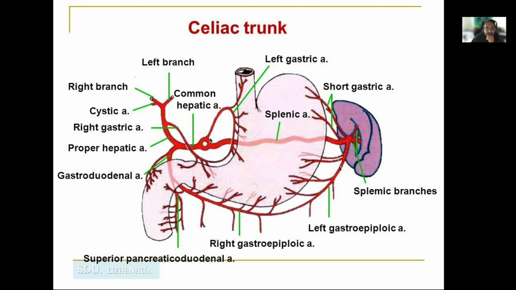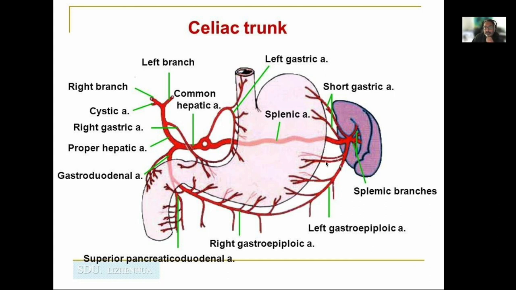The celiac trunk initially has three branches, and all three come out together of the trunk. One is the splenic artery, which goes to the spleen. One is the common hepatic artery. And one is the left gastric artery. The splenic artery obviously supplies the spleen. It gets a bit confusing. I always find the celiac trunk confusing.